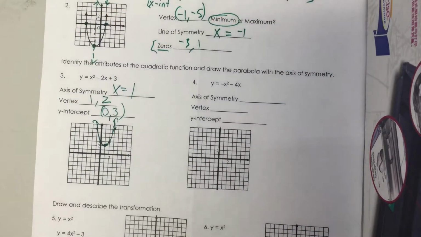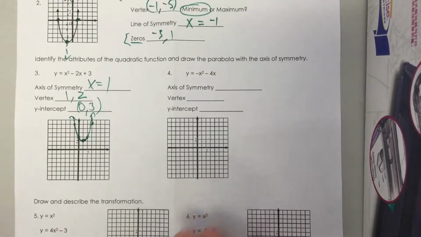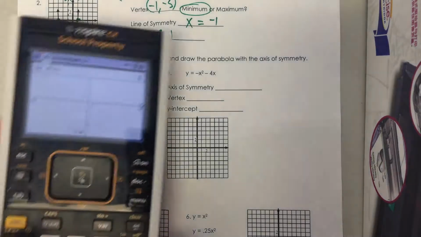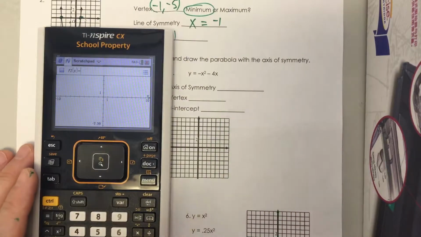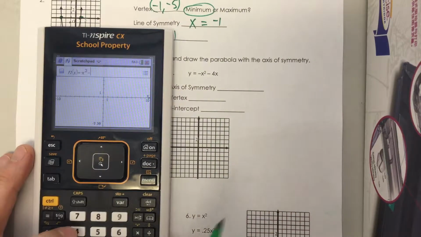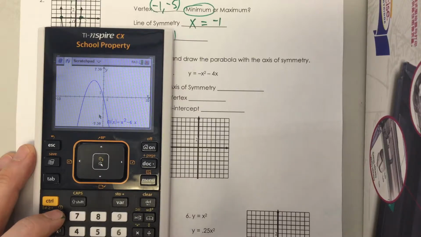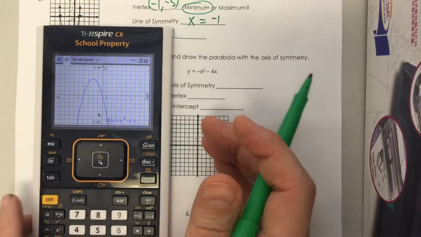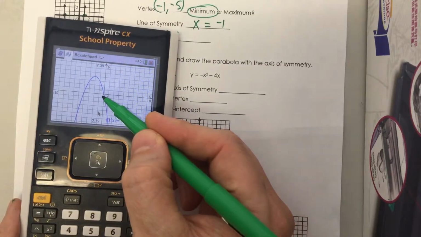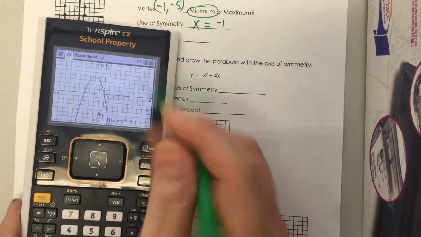All right. Number 4. Once again, we're going to do the same thing. We're going to put it in the calculator. We can get all the stuff we need. So I go to my graph. I have y equals negative x squared minus 4x. There's my parabola. Turn on my grid. Menu 2, 2, 3. Looks like the vertex is negative 2, positive 4.